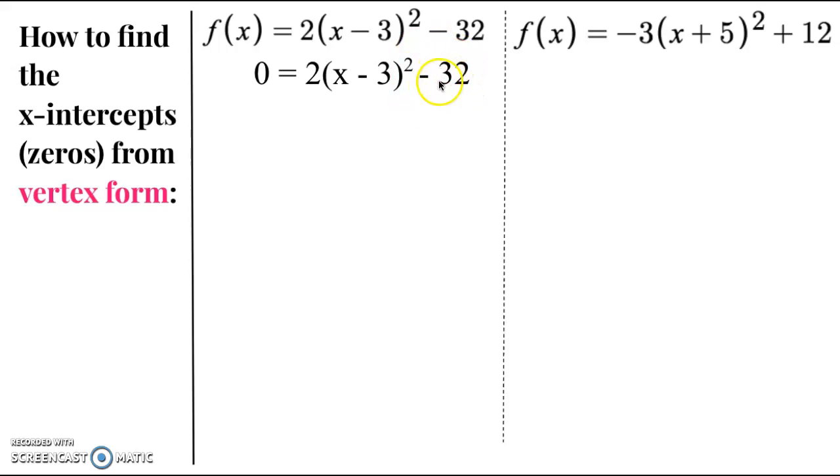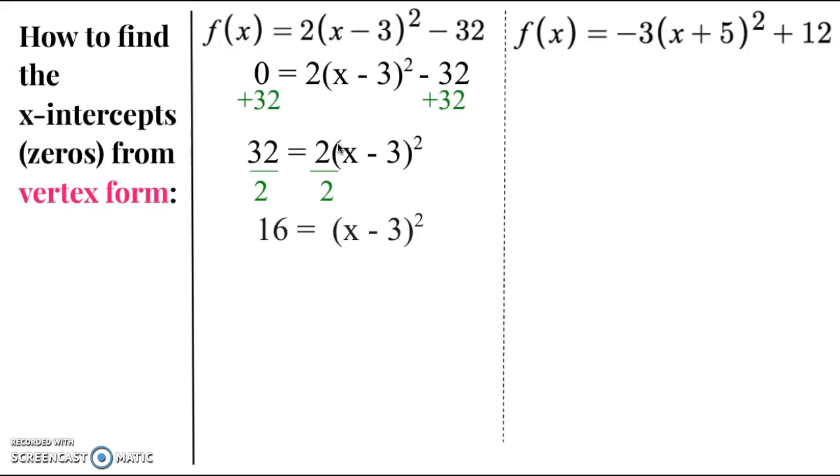So I'm going to start with the negative 32, and I'm going to add 32 to both sides. When I do that, I get 32 on the left-hand side, and I'm left with everything else on this side. And now the next operation I'm going to do is divide this thing by 2. I'm dividing it by 2 because I want to get rid of this 2 out front, and we're multiplying. Dividing is the opposite of multiplying. So if I divide both sides by 2, 32 divided by 2 is 16, and then 2 divided by 2 is just 1, which we don't have to write here.